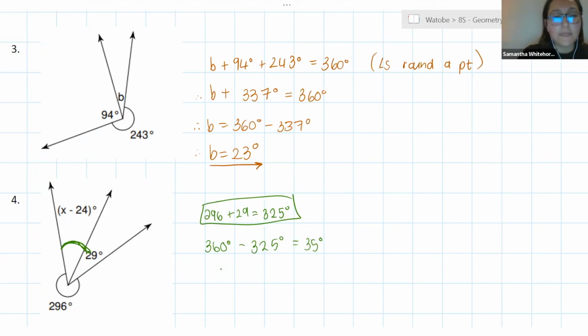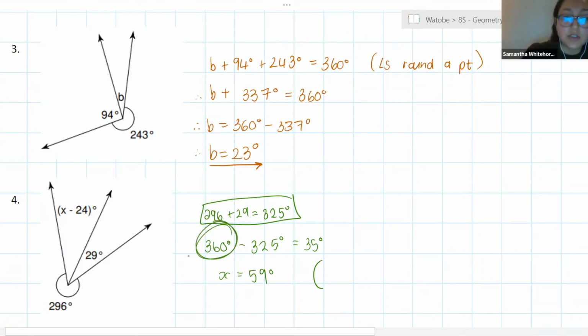Okay. Can you jump back a step? What was your value for X? 59. X equals 59. Okay, so now just be careful. We're not working with angles on a straight line here because we're working with that 360. Sorry, I meant to say angles around a point, not angles on a straight line. Perfect. Okay, awesome. Thank you.